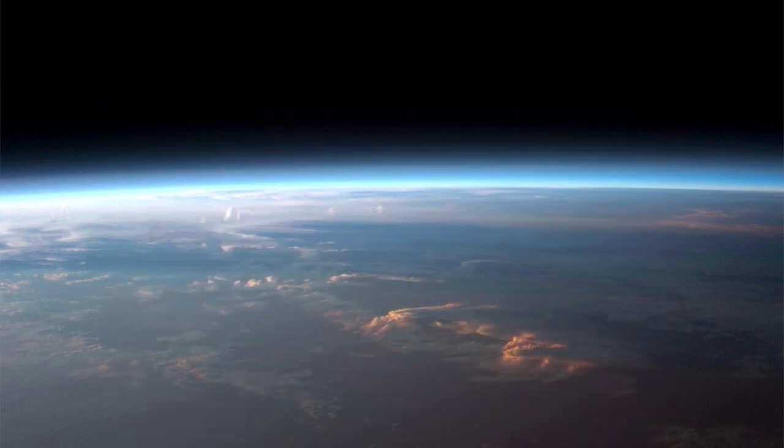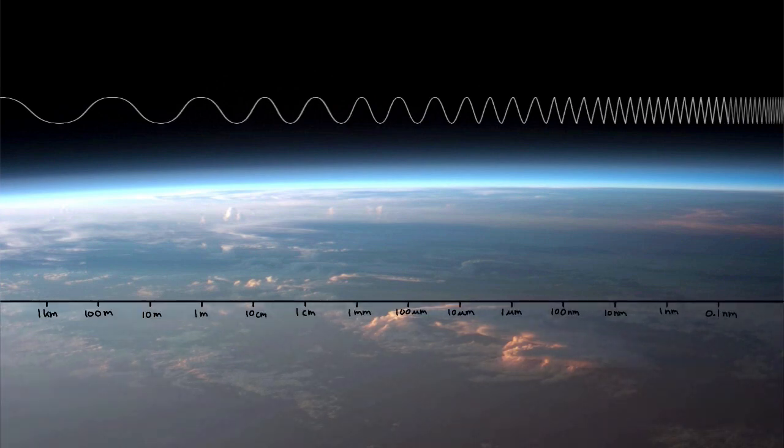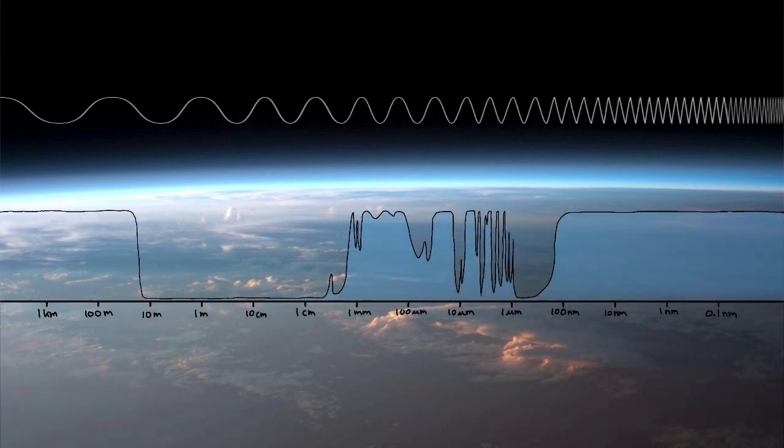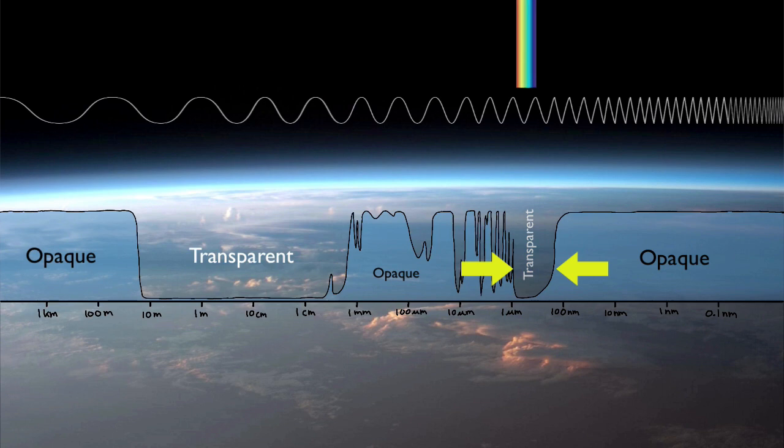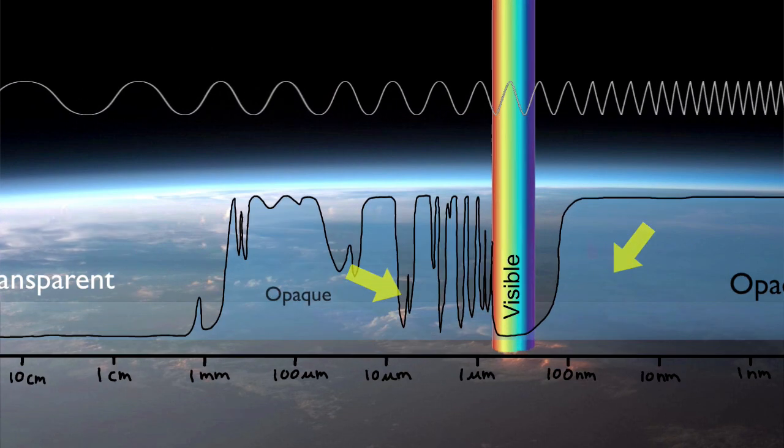What about our atmosphere? Here's a chart showing to what frequencies our atmosphere is transparent. The first thing to notice is that, like any material, its transparency depends upon the light frequency. Look at this narrow band around the visible frequencies. Yes, the atmosphere is transparent to visible light, but not to immediately higher or lower frequencies.